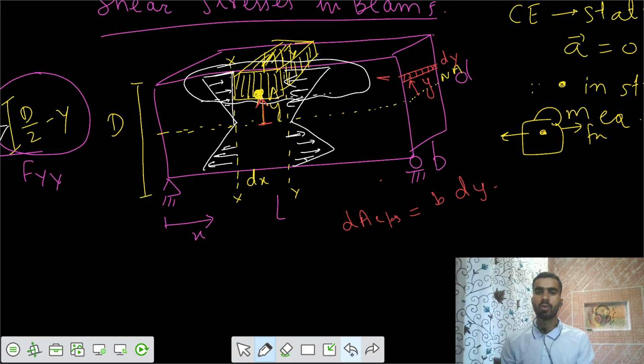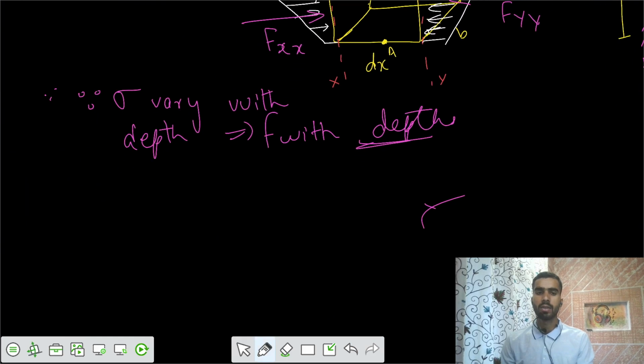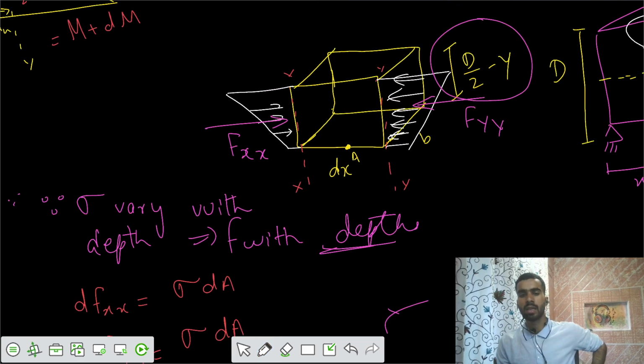So there is some small force acting from the x direction, that is a small force of sigma times dA. Similarly, from the other side also, FYY, because we have some stress sigma times dA.